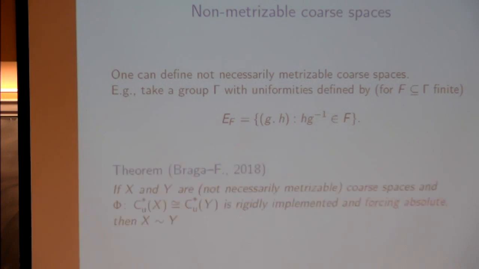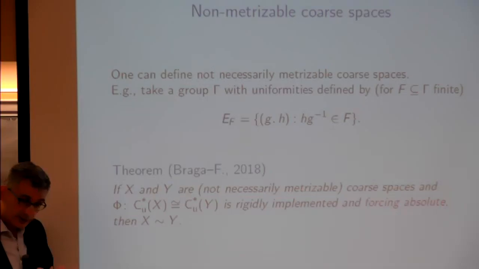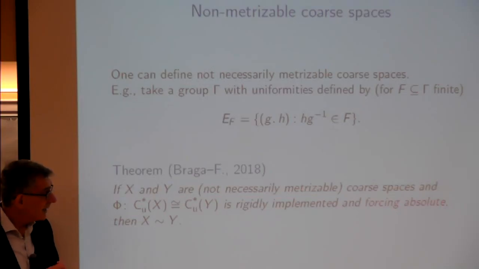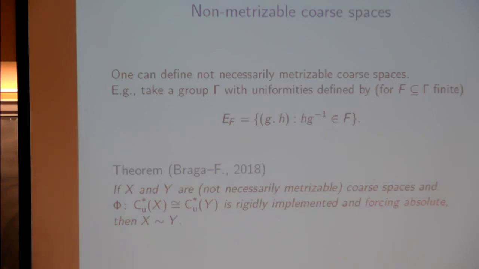So, okay, here's what we have. If X and Y are coarse spaces, and there is an isomorphism between the uniform Roe algebras which is first, rigidly implemented, and second, forcing absolute. I'm not going to define what this means properly. I'll just tell you that it means that it somehow persists when moving to a different universe of set theory, so that if you force, you can still recover it.